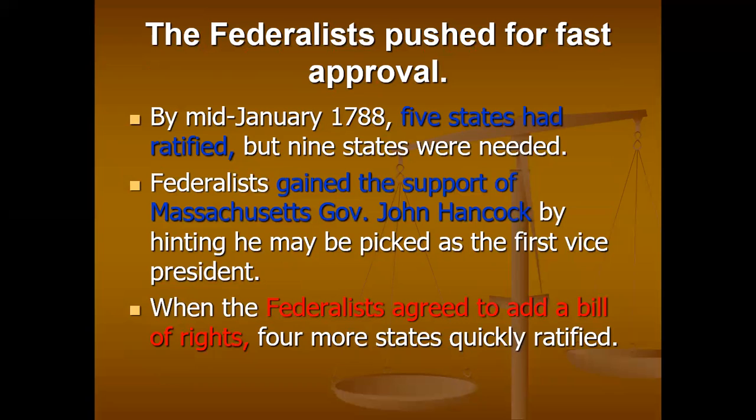And the other thing that's going to help gain a lot of approval is that the Federalists agreed to add a Bill of Rights to the Constitution, because that was something a lot of anti-federalists spoke about wanting. So, yeah, that's going to get them the rest of the states they need to put the Constitution into effect.